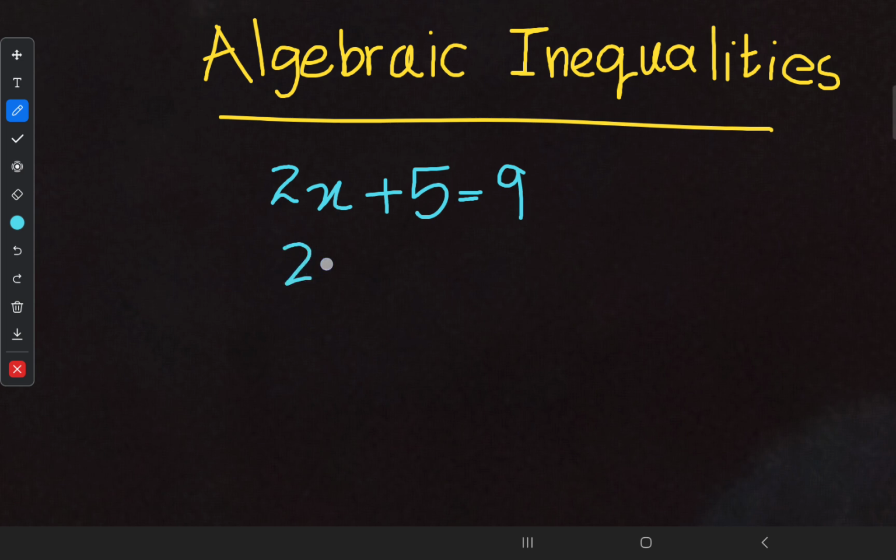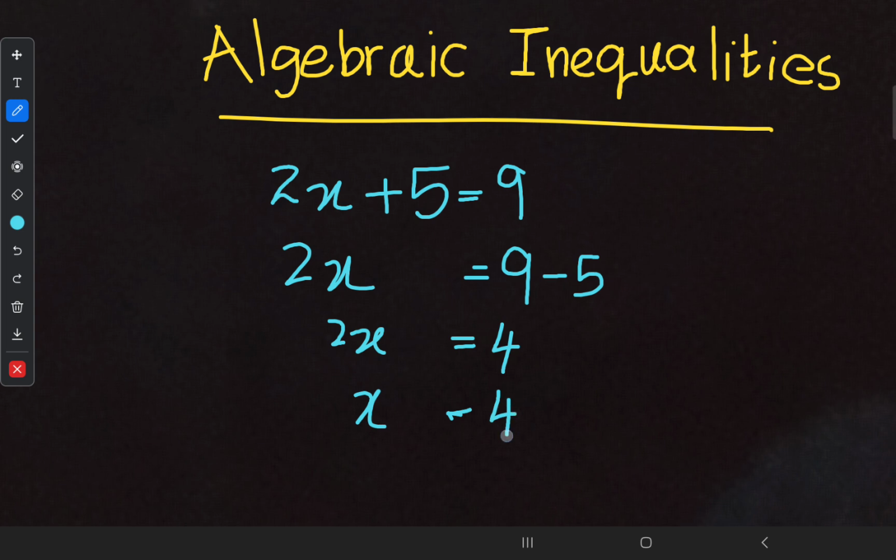We know in 2x + 5 there is an addition, so we take this addition as a subtraction to the other side. That becomes 2x = 4. Then 2 and x are in a multiplication relationship, so we divide 4 by the number 2. That gives you x as 2 finally. This is the basic thing you need to know before starting inequalities.